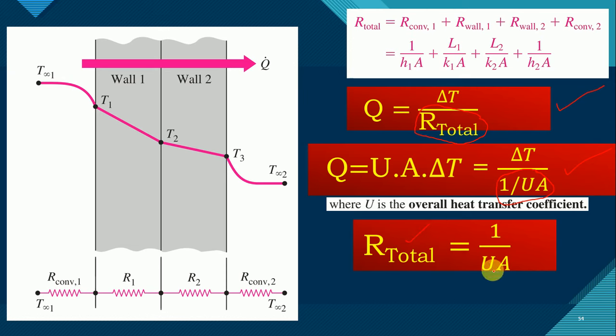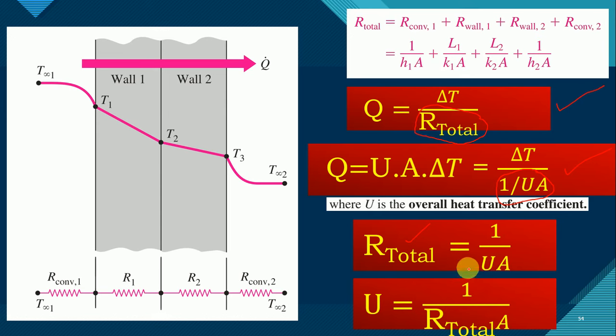Rearrange the term for U. So what will we get? U will be moved to the right side, whereas R can be moved to the left side. If I move U and R, what equation do we get? U is equal to 1 upon R total A. R total is the summation of all resistances and A is the area. So this U is the overall heat transfer coefficient, and U is equal to 1 upon R total A is the formula for determination of the overall heat transfer coefficient.